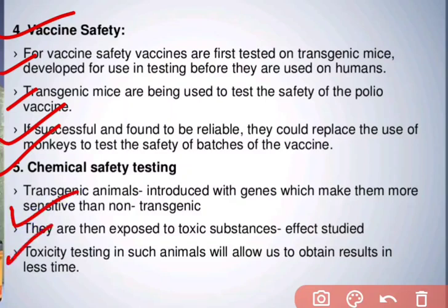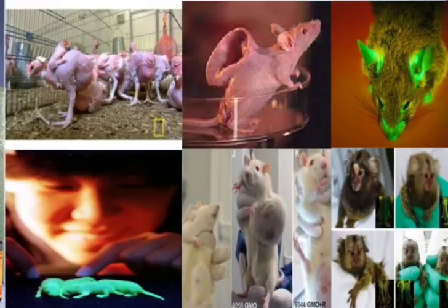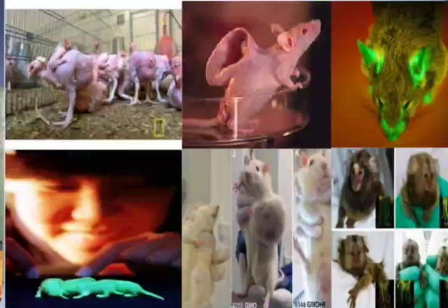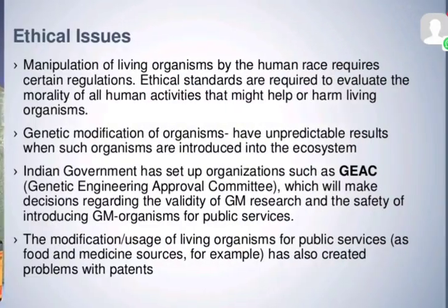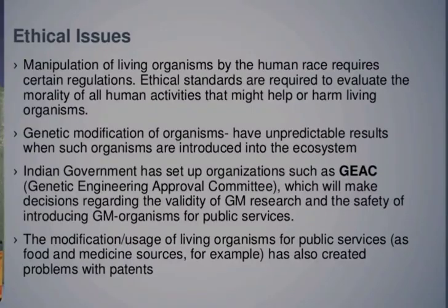So if we have to find out whether something is toxic or not, we apply it first to transgenic animals so we can get the result, and then we can apply it on a large scale, meaning in the human body also. So these are the reasons we need transgenic animals. We can see so many transgenic animals here. We are transferring genes to other animals to show these characteristics. Next one. Okay, next we will discuss the ethical issues and all.